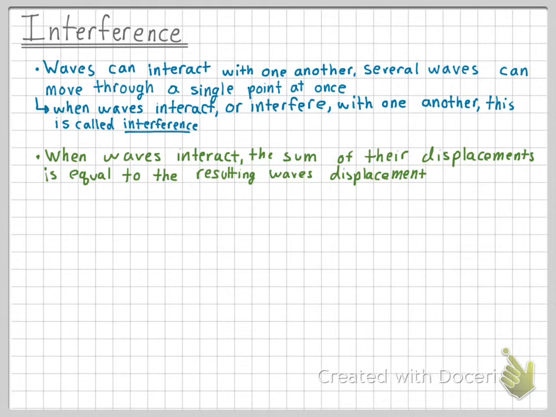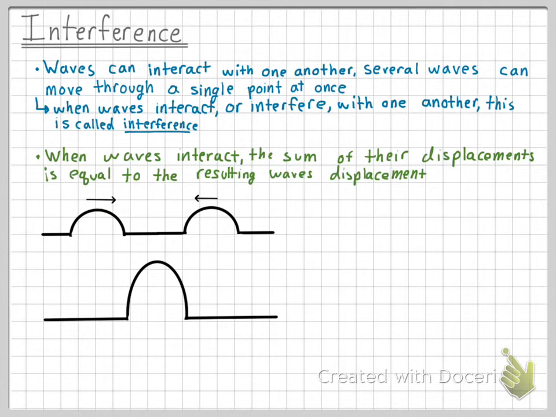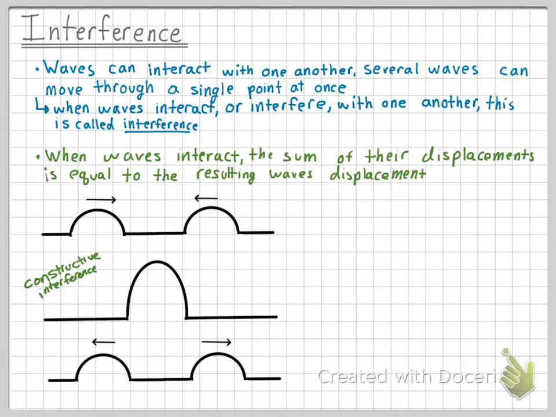wave's displacement or amplitude. So let's assume that we have two identical waves here traveling towards one another. Since both waves are above the x-axis, when they interact, their summation causes the wave to double in their original height. And once the wave passes through this single point, they continue on their way. This process where the displacement or amplitude increases is called constructive interference.